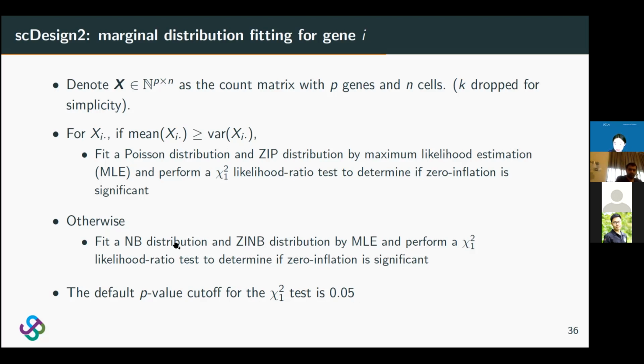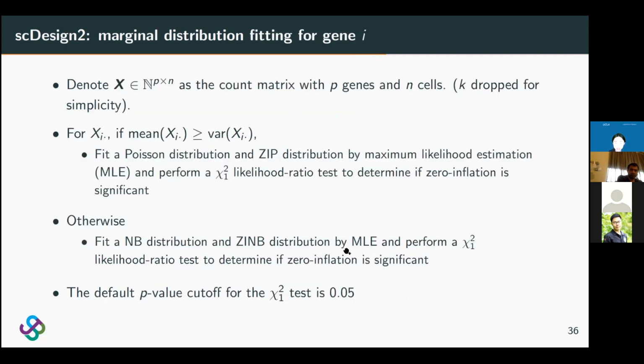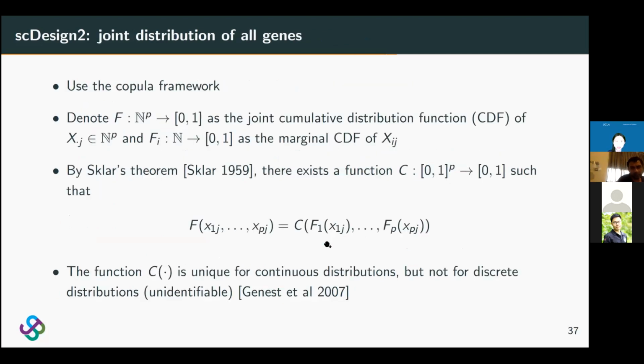Admittedly, when our paper was under review, a reviewer raised this issue: why would you choose the model? Why don't you just fit ZINB to the data, because ZINB is the most general model? Our answer is that this model choice step can provide us with more information about the data characteristics, and those characteristics may be meaningful, may be biologically useful. We will see that in a later application of our method. But for now, this is just to choose a count distribution for each gene i.